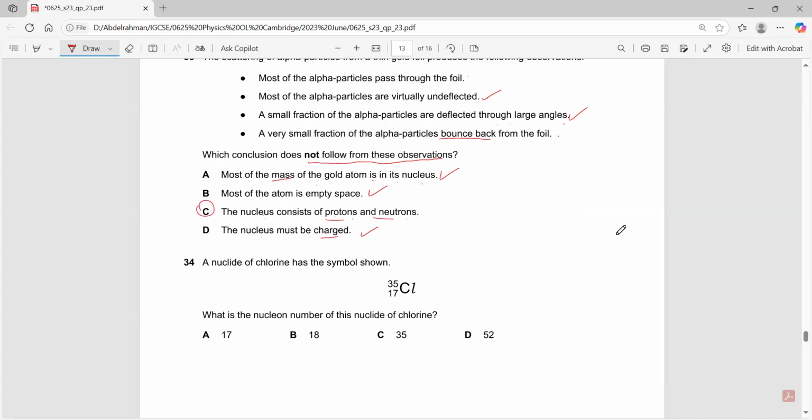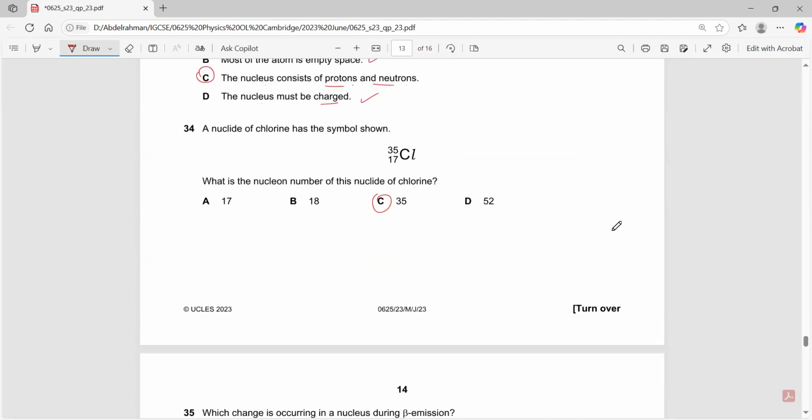Okay. What is the nucleon number? The nucleon number of this chlorine has to be 35.